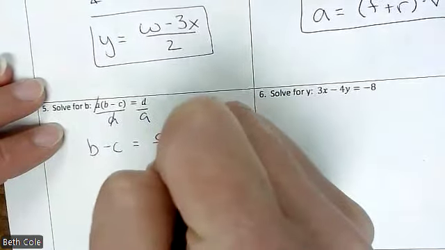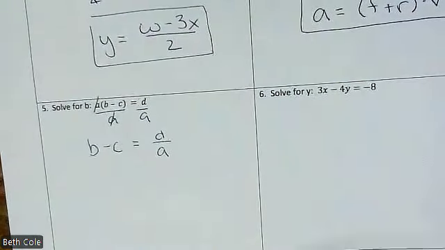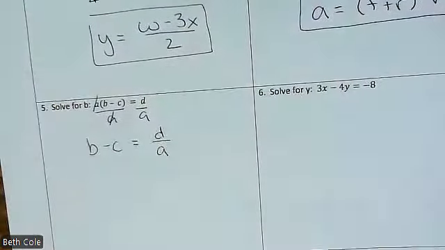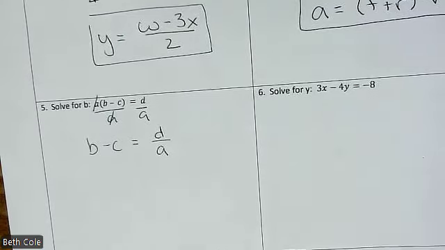D over a. I realize D's and A's can kind of look the same. Just be careful. Oh, and let me say this while I'm recording on the video. When you go to do your Delta Math, it is case sensitive. So if they have a capital letter versus a lowercase letter, you need to be consistent with what they have on there, or it will mark it wrong. Okay, so just be aware of that.